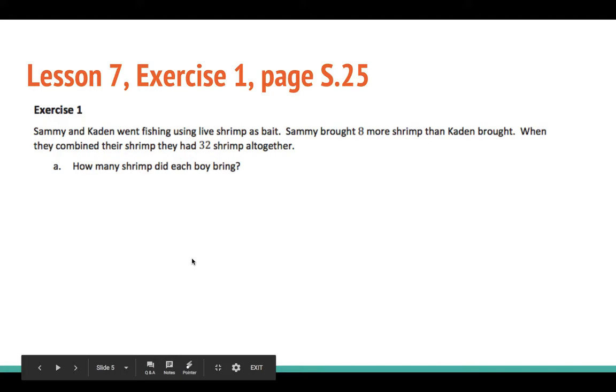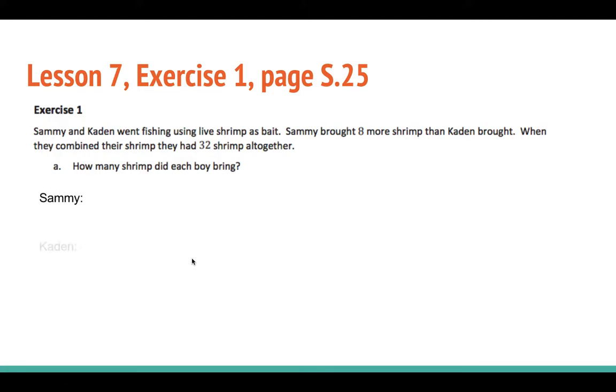To help you out with this, Sammy brought 20 shrimp and Caden brought 12. Okay, 20 is 8 more than 12. So 20 take away 12 is 8, or you can see it as 12 plus 8 equals 20.